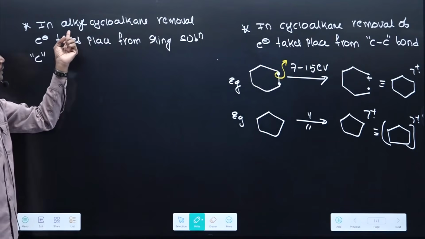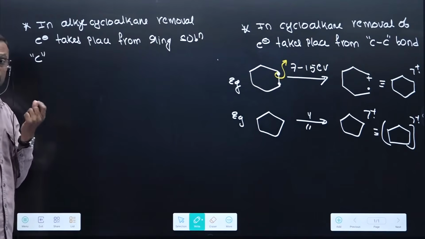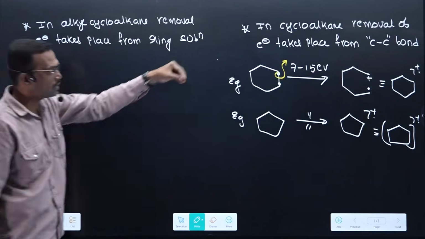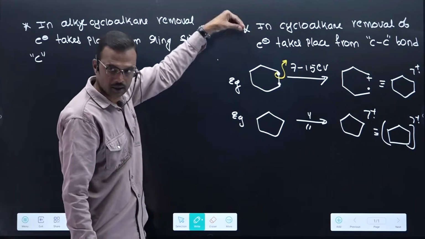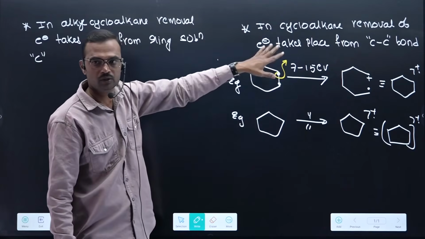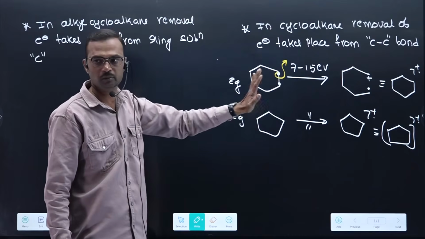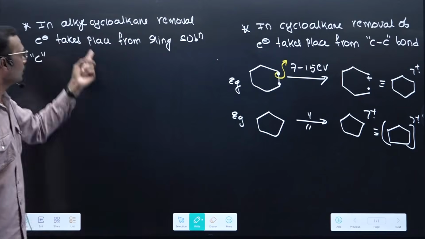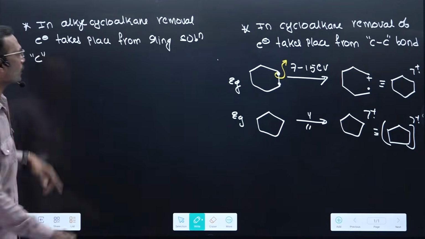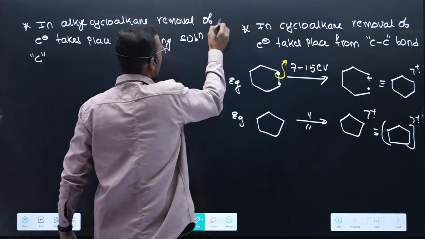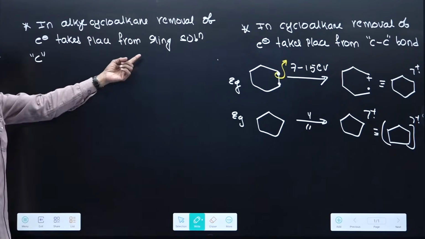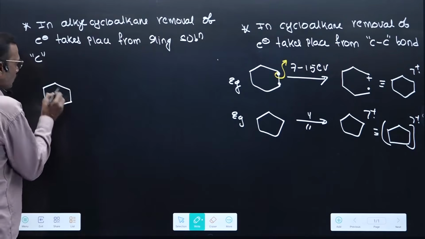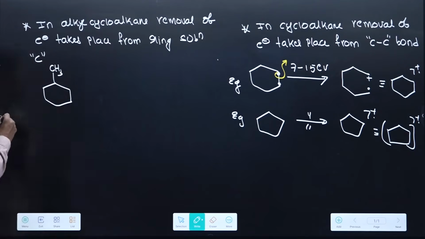But what I am saying is, in alkyl cycloalkane, what is that molecule? Can you guess? Alkyl cycloalkane means if I substitute one group here, methyl, ethyl, isopropyl, anywhere on this 6-membered, 5-membered, 4-membered, 3-membered ring, etc. From where will you remove the electron? That is the question. In alkyl cycloalkane, removal of electron takes place from the ring substituted carbon. Okay, so try to understand. This is methyl. Methyl is substituted on this ring.